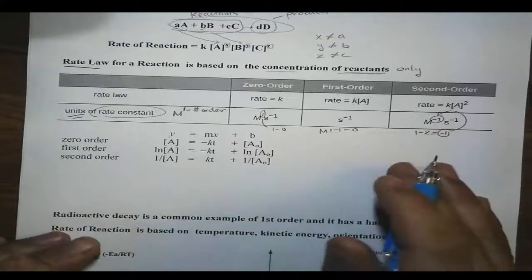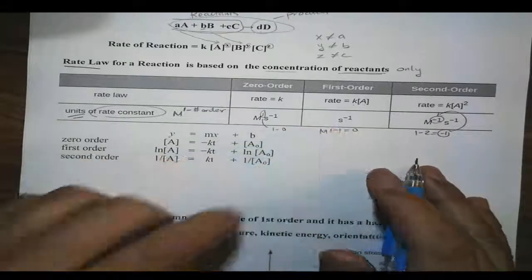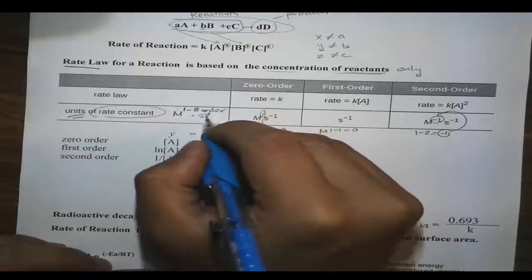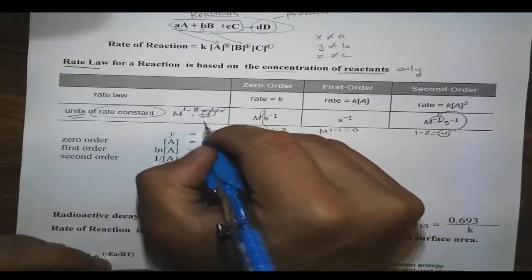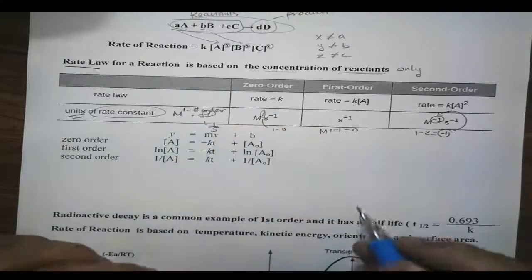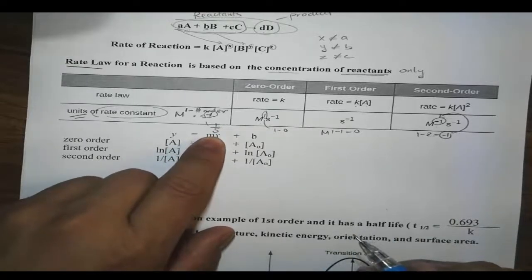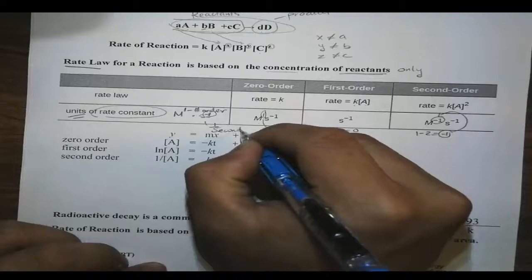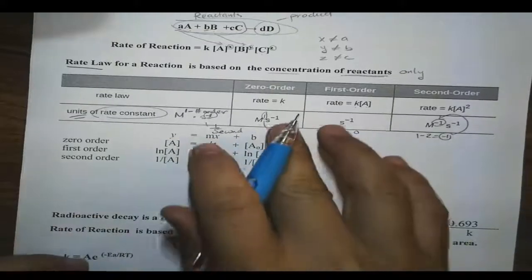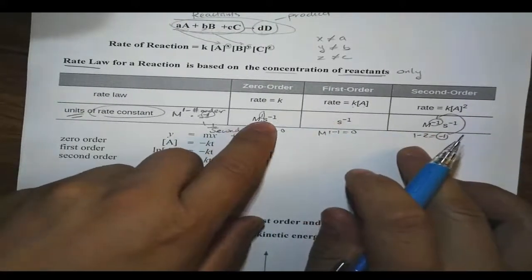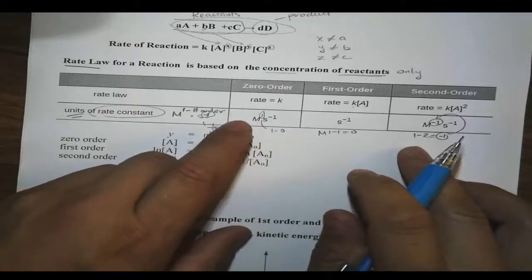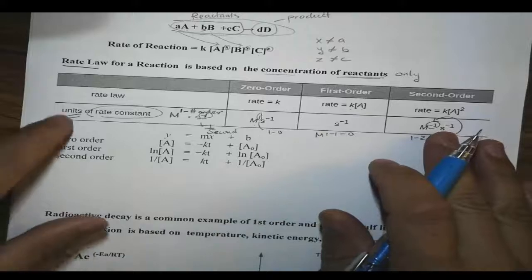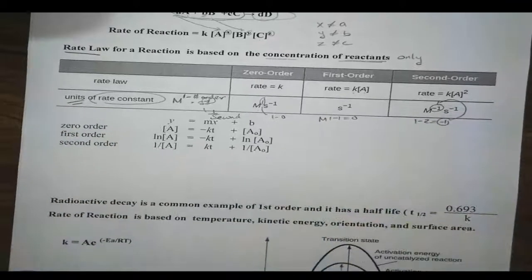And if we look at all of them, what do they have in common? They always multiply by s to the minus 1. And of course, s to the minus 1 is actually equal to 1 over s, which is your second. That is actually second in time. So be careful with that. And they all have s to the minus 1. So that's the pattern for the unit of the rate constant.